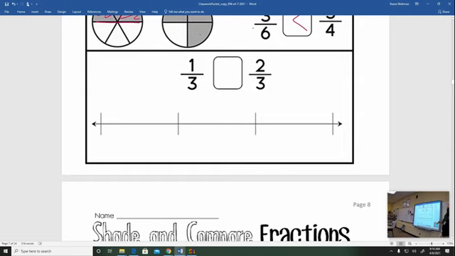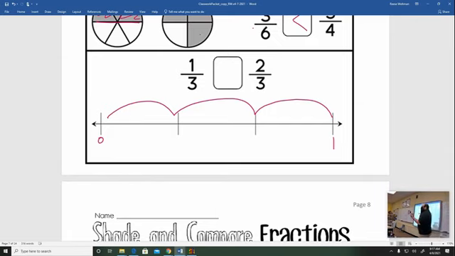Okay, now on the number line, on this one, we have the same denominator, correct? What's our denominator? 3. And what does that mean? What does the denominator mean? There are 3 what? No, there's only one whole, but it's divided into how many parts? That's right. 1, 2, 3.